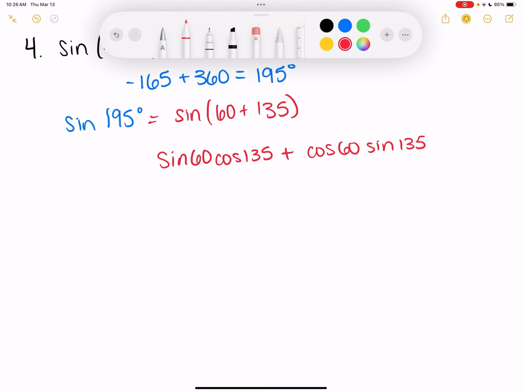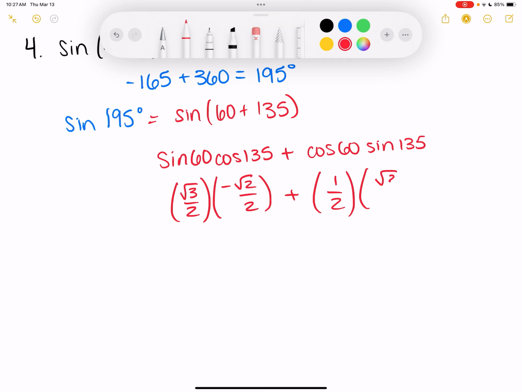So now, from your unit circle, what is the sine of 60? Root 3 over 2. What's the cosine of 135? Negative root 2 over 2. Plus, what's the cosine of 60? 1/2. And what is the sine of 135? Root 2 over 2.